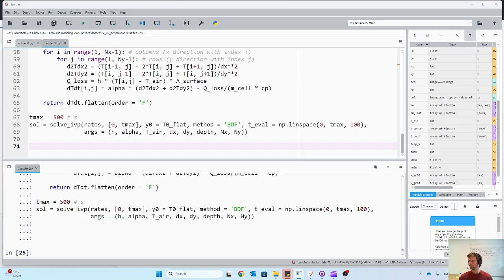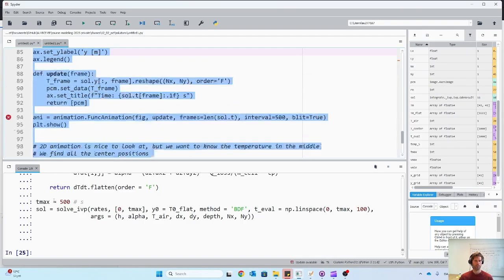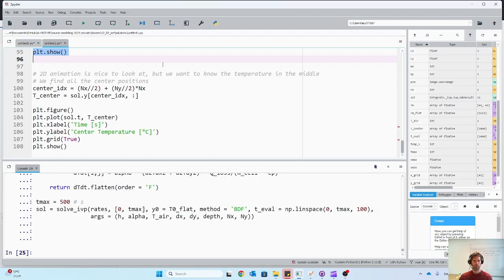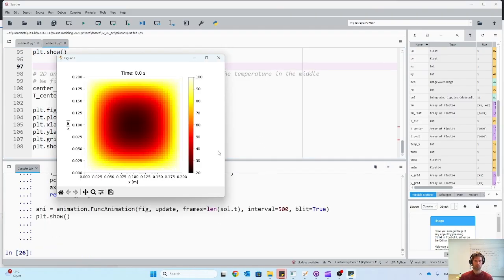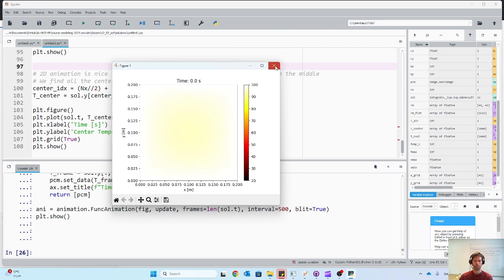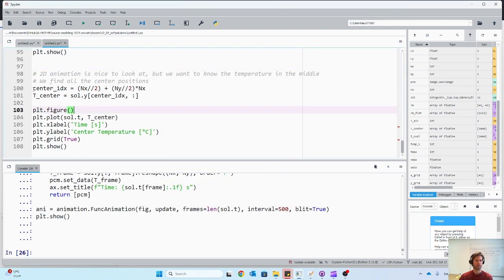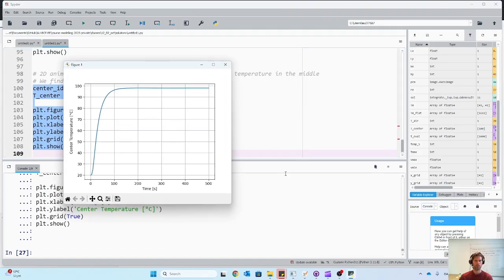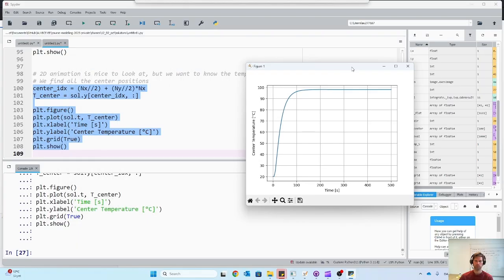I will take some pre-written code for the animation and try to plot that. So we see the heat spreading into the middle over time. And we can try to plot the temperature in the center, and we are after 60 degrees here. So that only takes around 30 to 40 seconds before we reach that temperature in the middle.